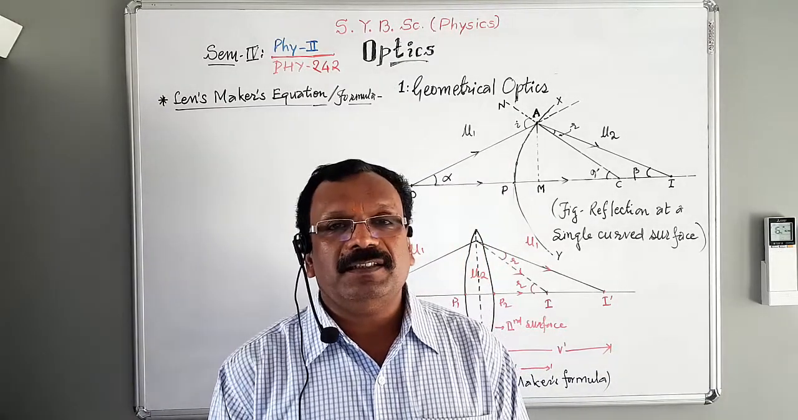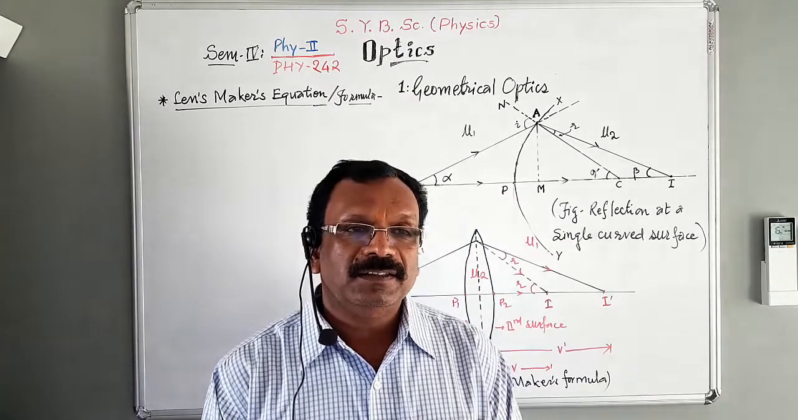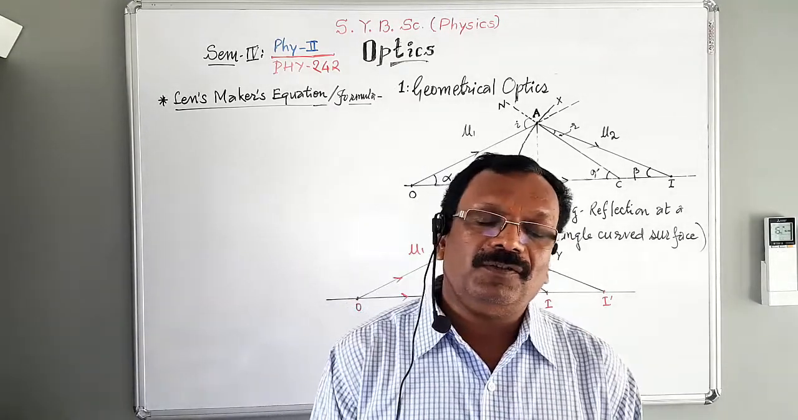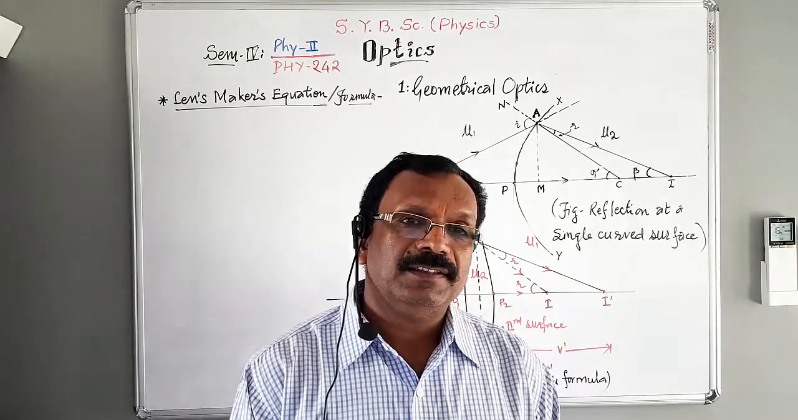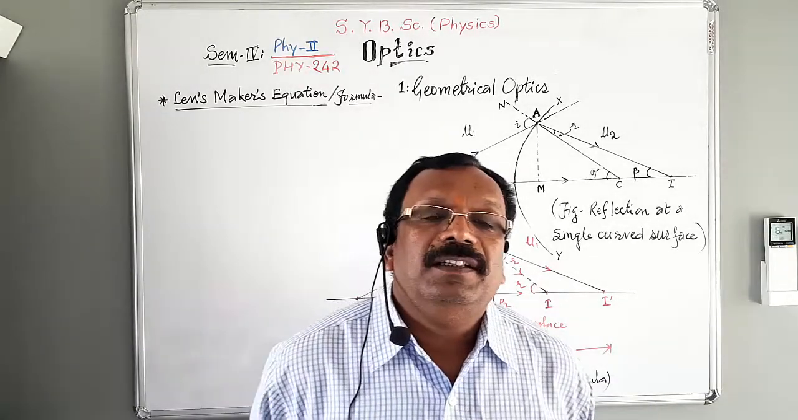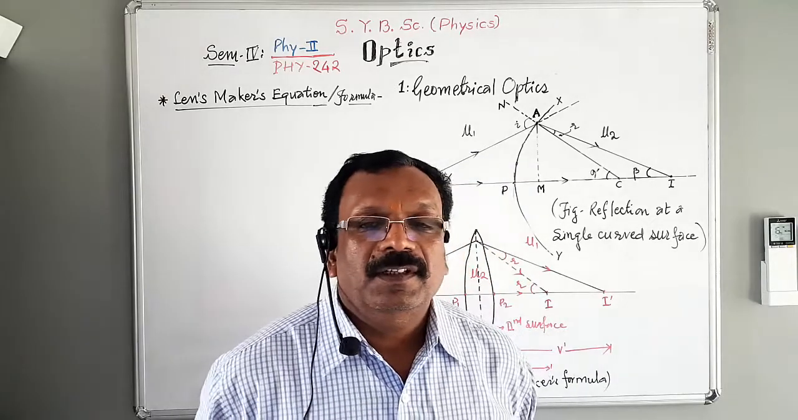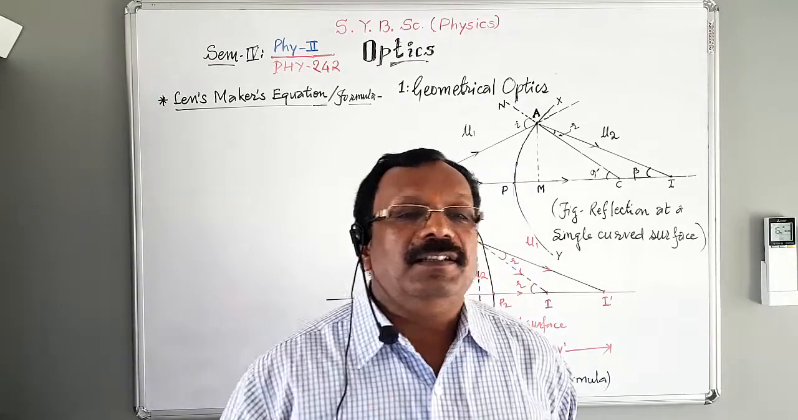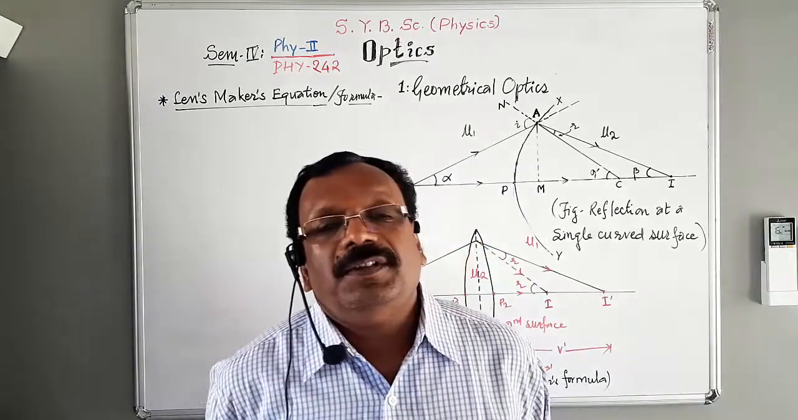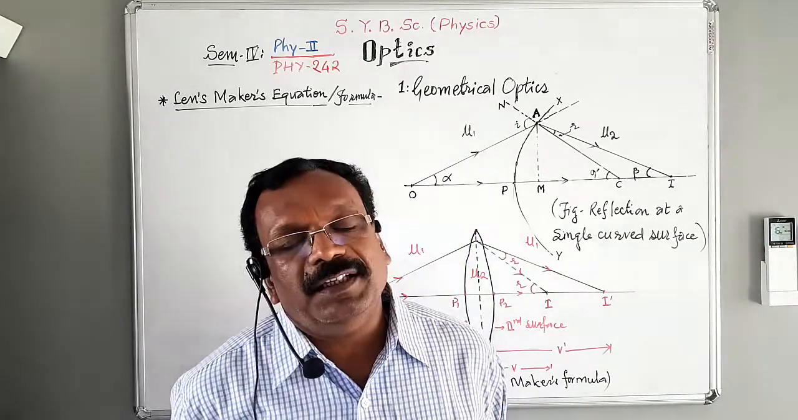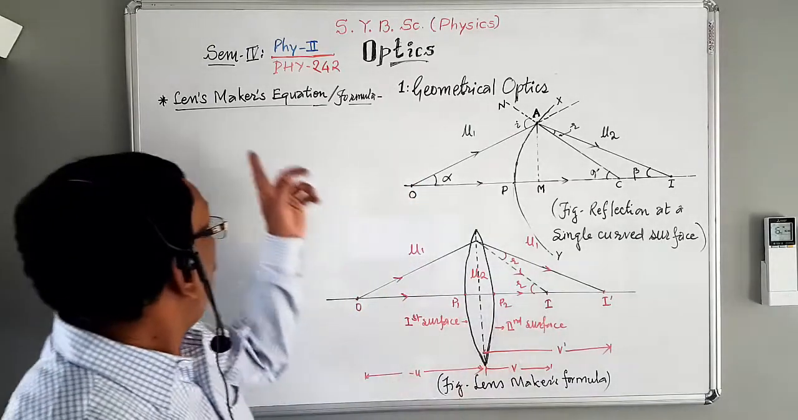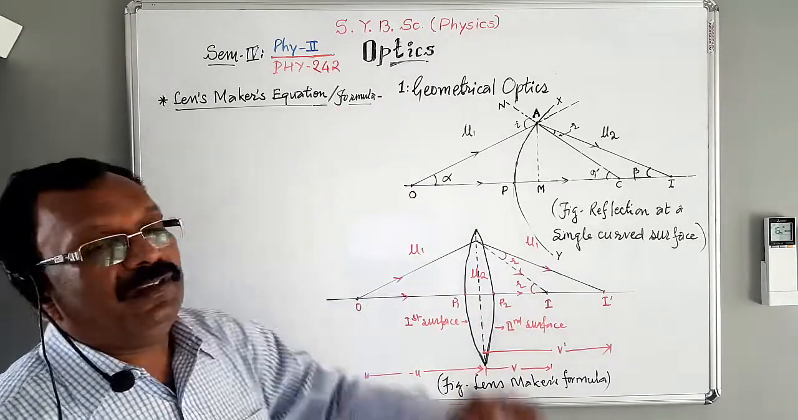In the previous lecture we studied the lens equation for convex lens, the lens equation for concave lens, and before that we studied sign convention. Now in this lecture we are going to see the lens maker equation, or lens maker's formula.